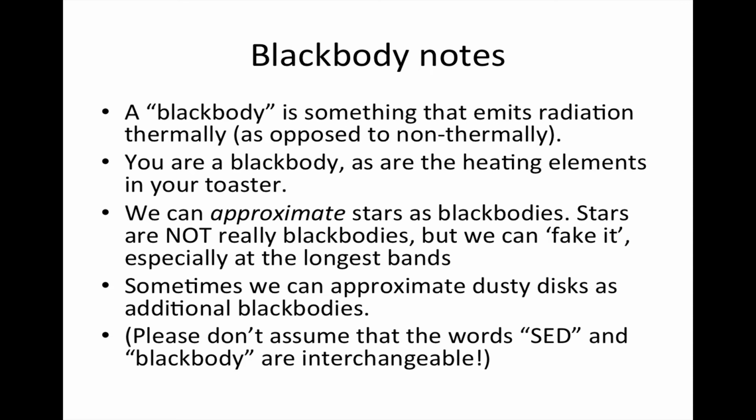Okay? So we can approximate stars as black bodies. Stars are not really black bodies, but if you can fake it, okay. And if you've ever heard of a star being characterized by an effective temperature, that's what it means. If you fit the stellar emission with a black body, the temperature of that black body is the effective temperature of the star. Sometimes we can approximate dusty disks around these stars as a second or even third black body being added to the star.